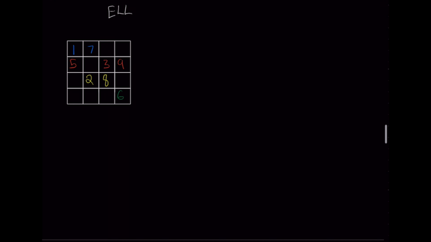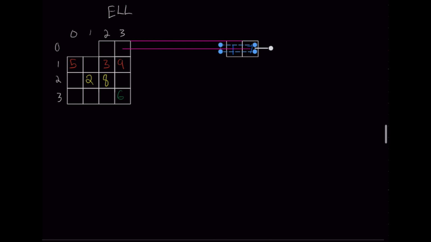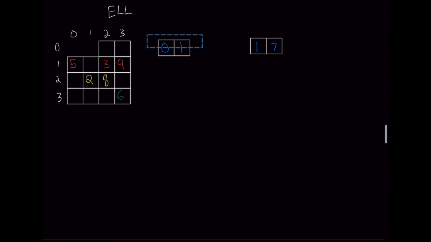So let's label our rows and columns. 0, 1, 2, 3. Similarly, 0, 1, 2, 3. Now let us extract the non-zeros from the first row, as well as its columns. Now we could label these column index and value. We do the same for every other row.